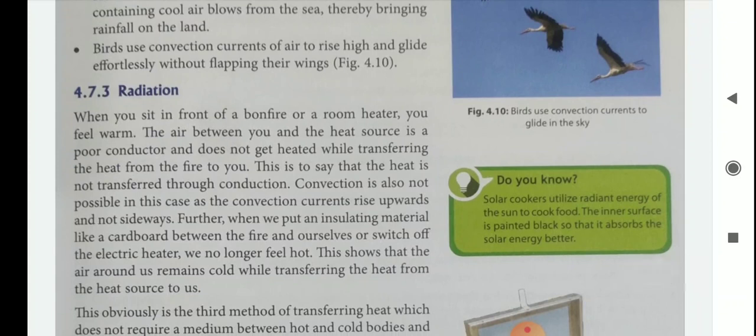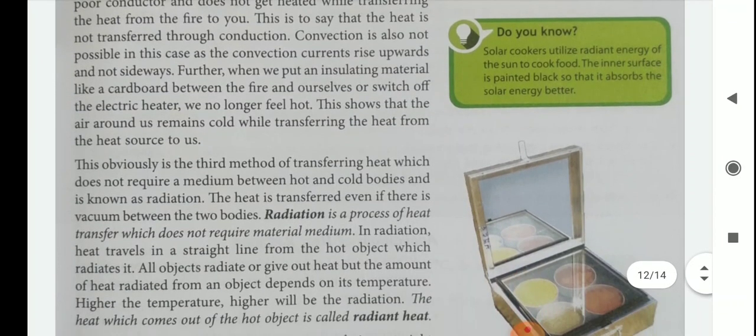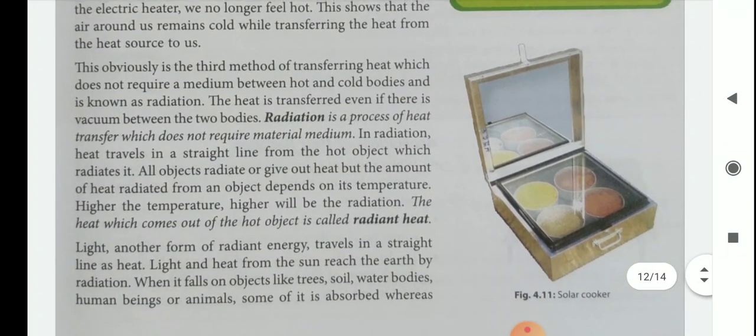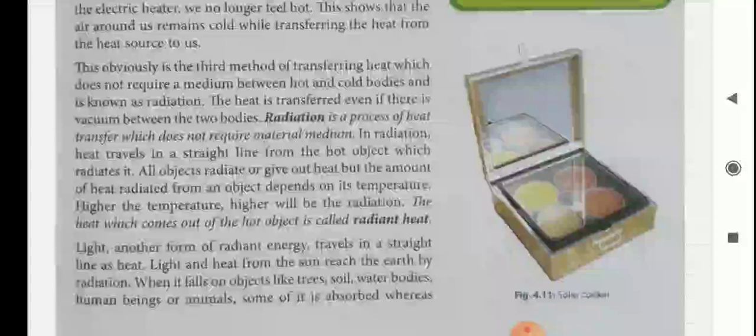Then the third one is radiation. The third method of transferring heat, which does not require a medium between hot and cold bodies, is known as radiation. The heat is transferred even if there is vacuum between the two bodies. Radiation is a process of heat transfer which does not require material medium. In radiation, heat travels in a straight line from the hot object which radiates.